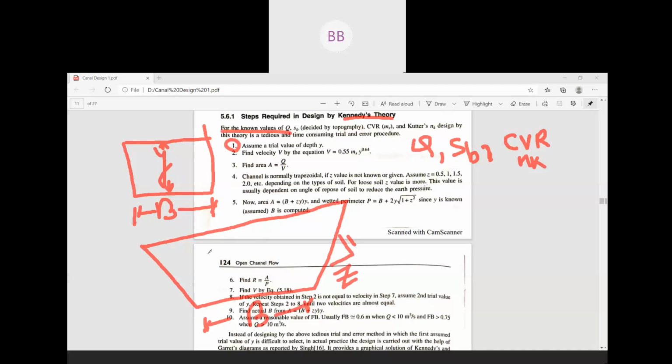So when we design, our aim is to find out what will be the maximum depth of that particular channel, what will be the width of the channel, and what will be the side slope for a trapezoidal channel. Okay, with known discharge, known bed slope, critical velocity ratio, and Kutter's N.